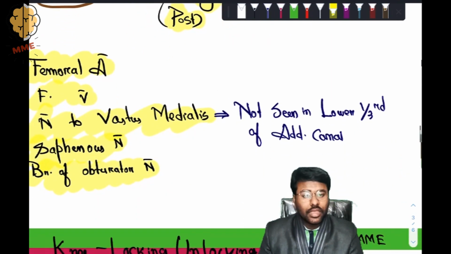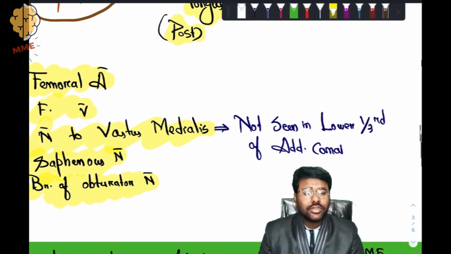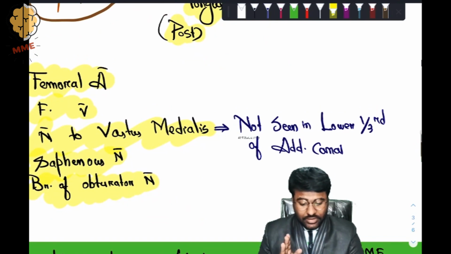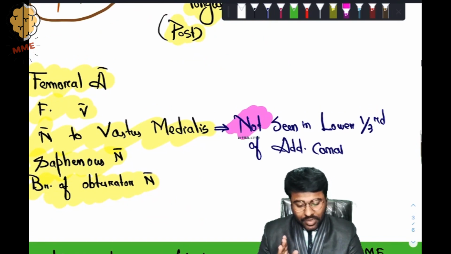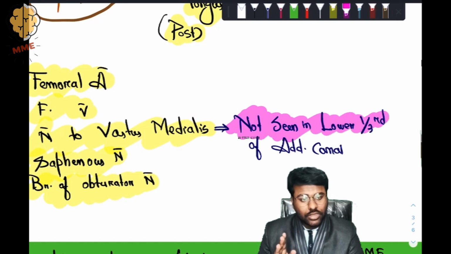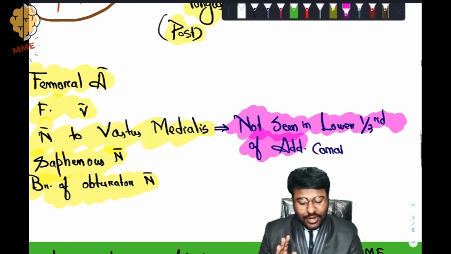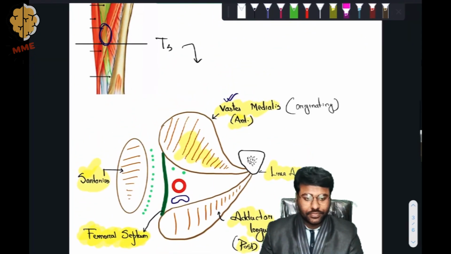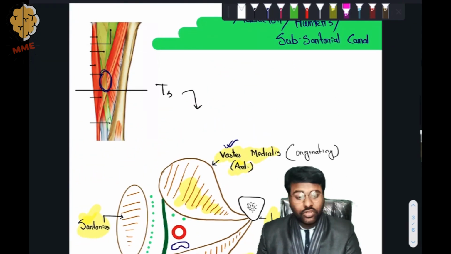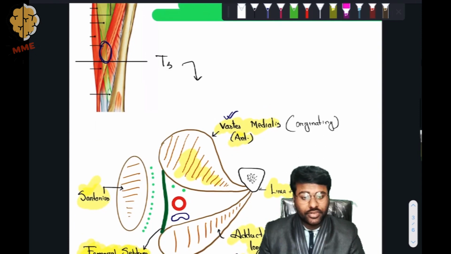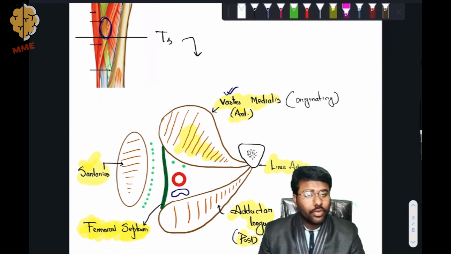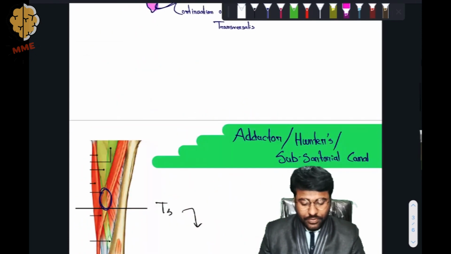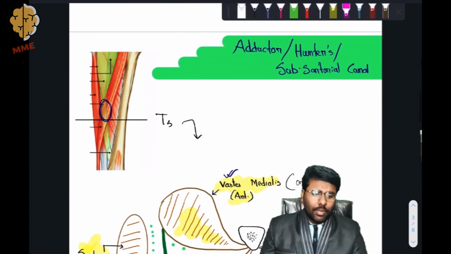It's very easy. And next, the most important thing is that the nerve to the vastus medialis is not seen in the lower one-third of the adductor canal. So this is all about the adductor canal. This is the transverse section of the adductor canal, and you can draw this diagram clearly. I will provide the PDF in your WhatsApp groups. So this is all about the femoral sheath, femoral triangle, and the adductor canal.